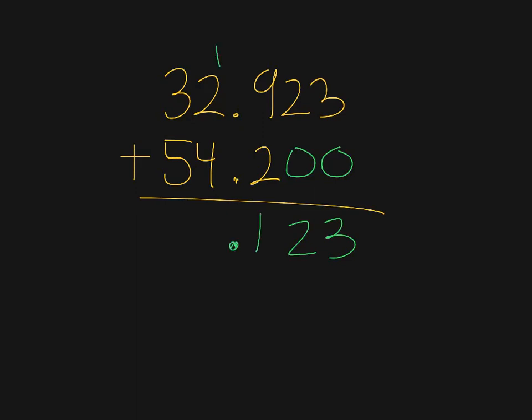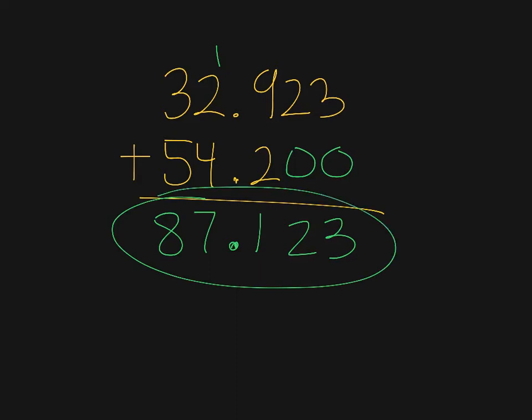1 plus 2 is 3. 3 plus 4 makes 7. And 3 plus 5 is 8. So our sum will be 87 and 123 thousandths.